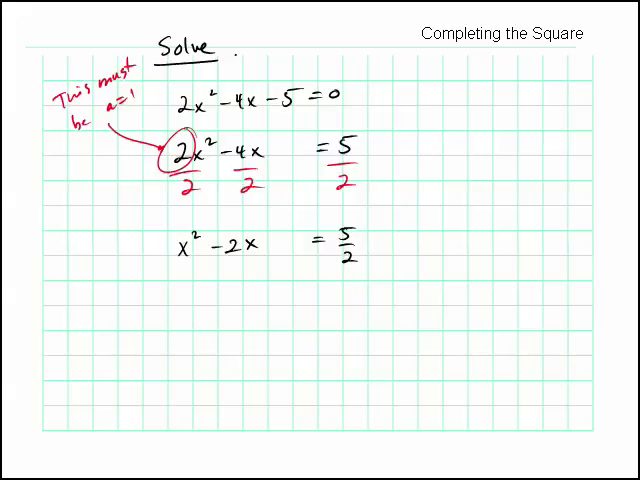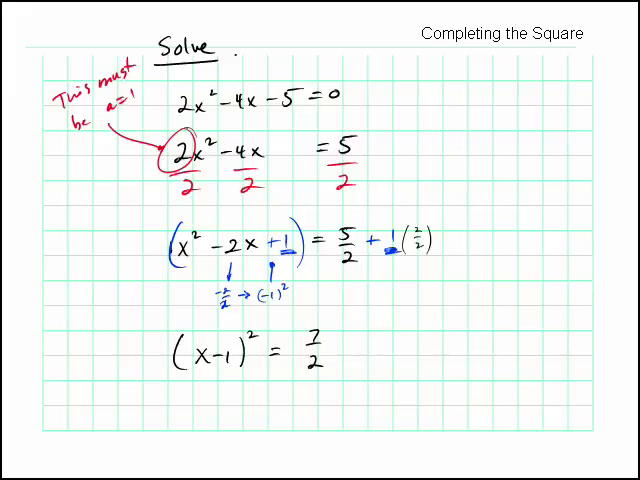So I've got the 1 there that I needed. Now I can complete the square. The number that I need here, I take half of 2, or negative 2 actually, half of that, which is negative 1, and then I square it, which is a positive 1. And so I'm going to add 1 to both sides of the equation. The left side factors to a perfect square. It's x minus 1 quantity squared, and that equals 5/2 plus 1 is 7/2.